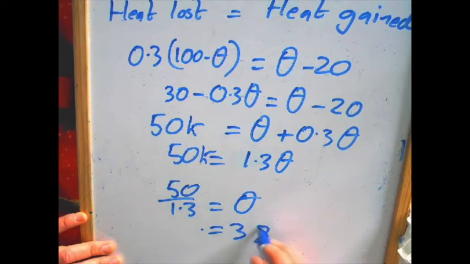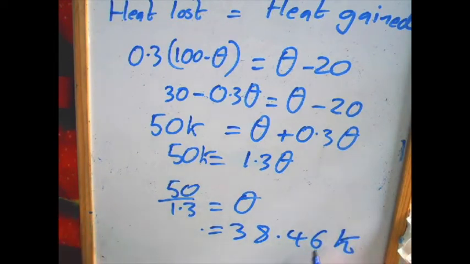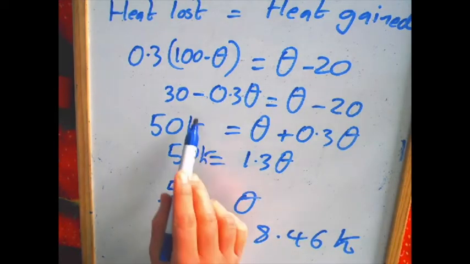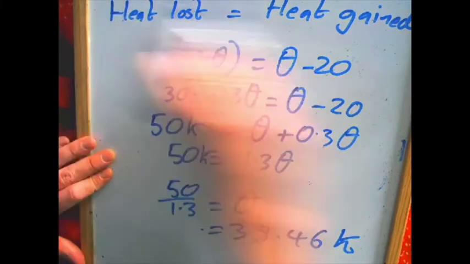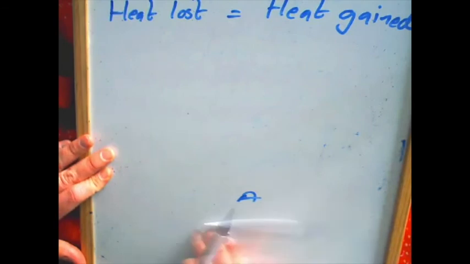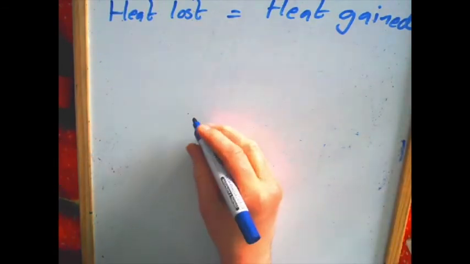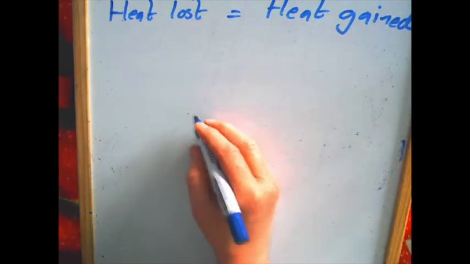And remembering that this is Kelvin, I should already have done the units. I might redo that in a second. So 50 divided by 1.3 is equal to theta. Theta therefore works out as being 38, I did this earlier, 38.46 Kelvin, or 38.46 degrees. So that's the final temperature, and I think that's what they were looking for.